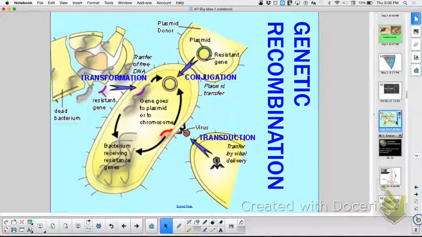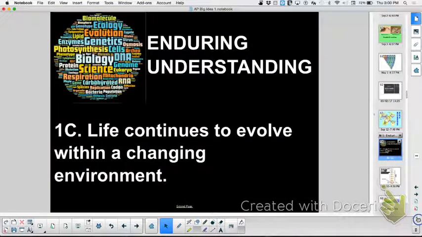Conjugation, you could think of the word conjugal visits. In this case, you're exchanging DNA, and in this diagram, they don't show it, but there would be a sex pilus. The reason they have a plasmid there is there's something called the HFR gene. We have males and females biologically, and bacteria are male if they have the sex factor, which looks like a plasmid. I haven't taught you that, but that's why they have it in that picture. And then the last one is transformation. This is when your bacteria pick up DNA from decomposed or dead DNA, or we're doing it artificially, and it's picking it up from its environment. That's transformation. And then we're on to the next enduring understanding.